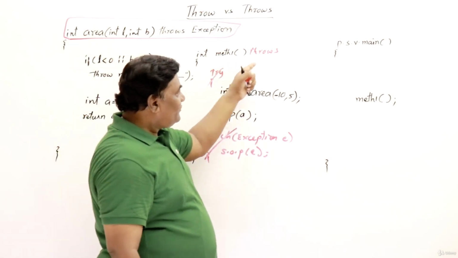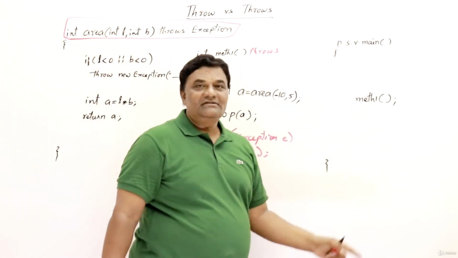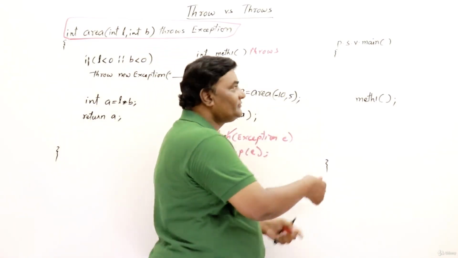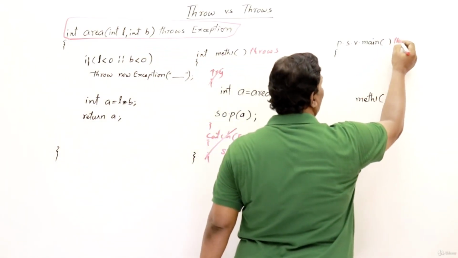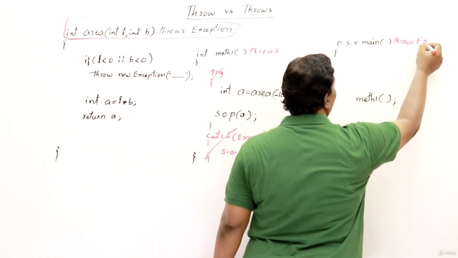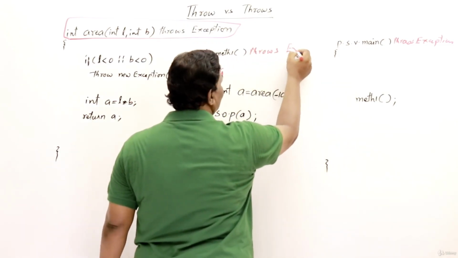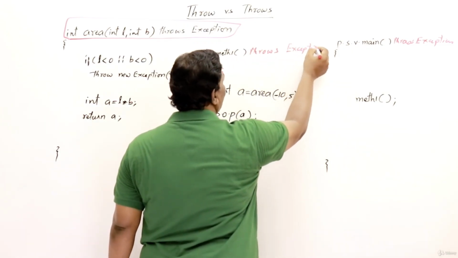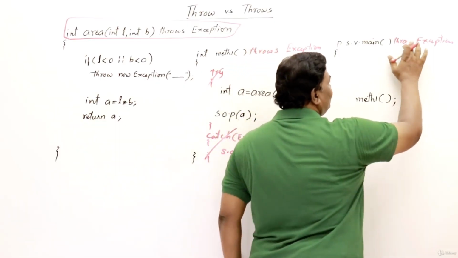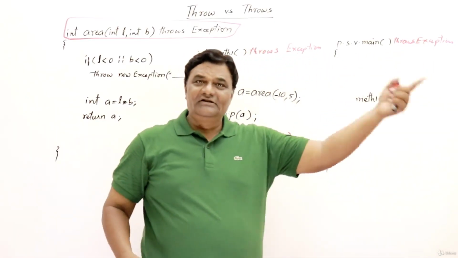Now when you write throws here, who is calling method 1? Main. Then you must write try and catch, otherwise your program will not compile. If you say, no, I don't want to handle here also, then the simple method is to write throws exception here also, and here also. So if a method doesn't want to handle an exception, the easy method is to throw it further.